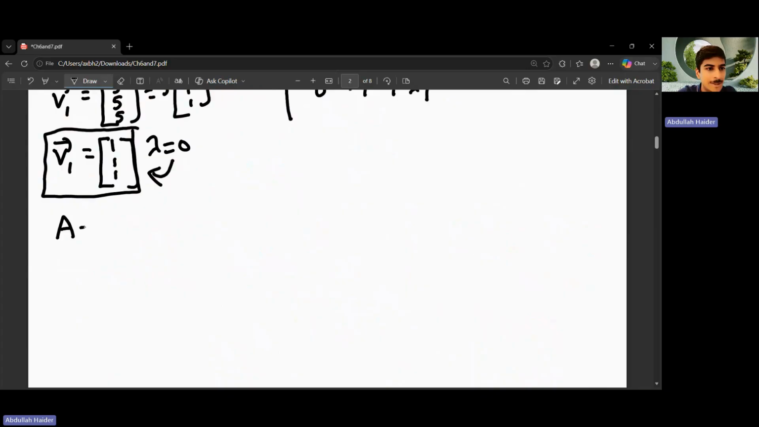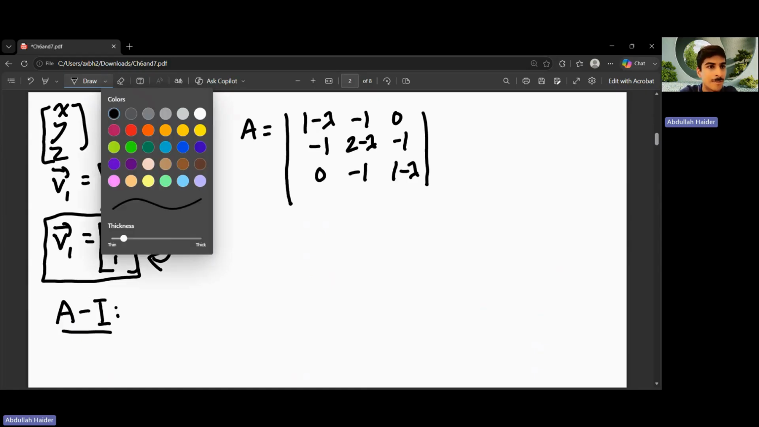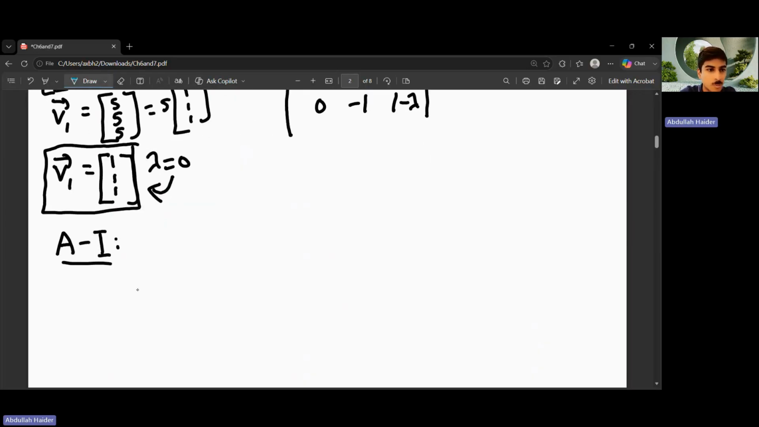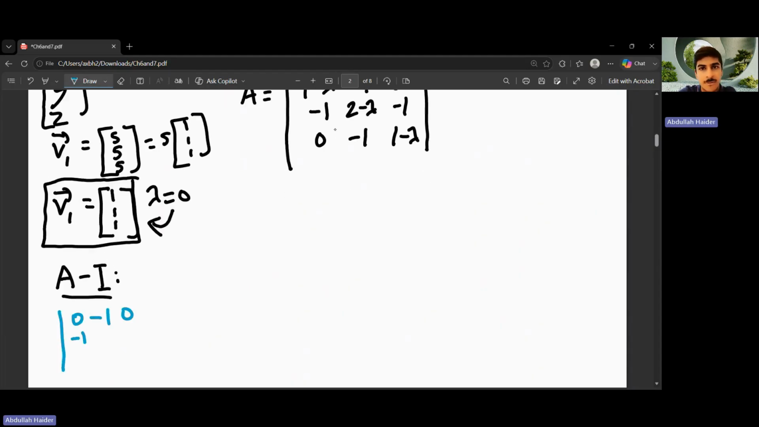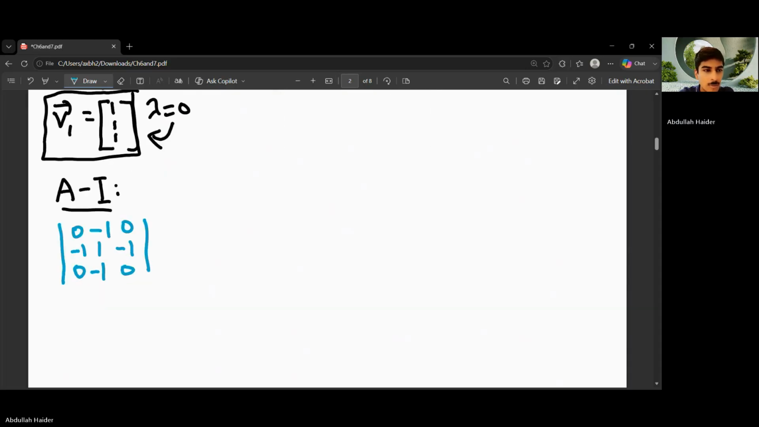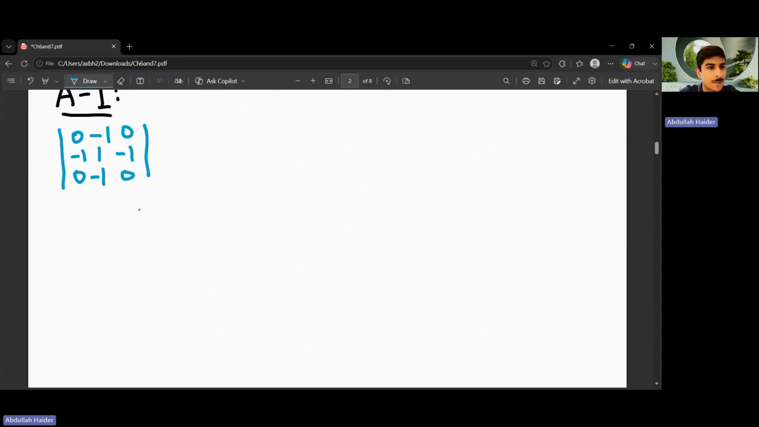So this means A minus lambda I with lambda equals 1. We need to find a matrix for this first, meaning I'm substituting lambda equals 1 in this main equation. So 1 minus 1 gives me 0, negative 1, 0, minus 1, and then 2 minus 1 gives me 1, negative 1, 0, minus 1, and 0. So we are left with this matrix.